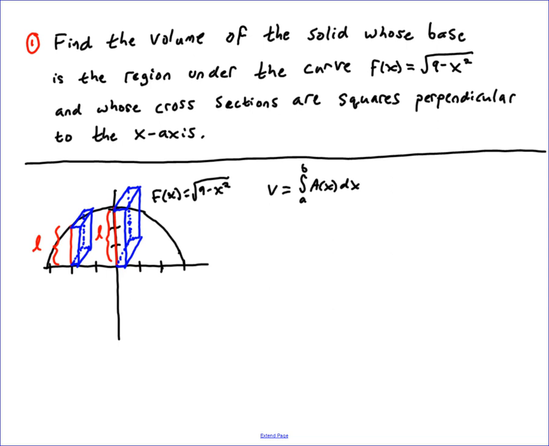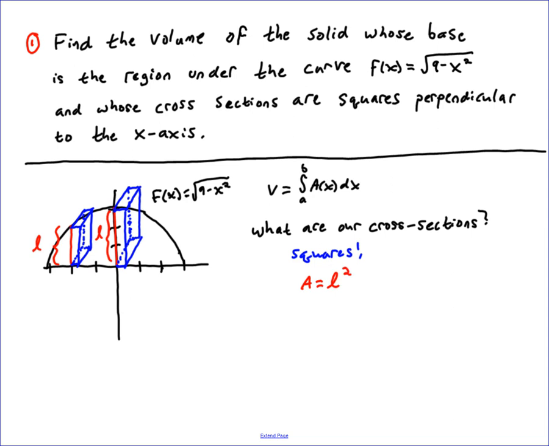Okay? So let's go ahead and look at the first question we need to answer, which is, what are our cross-sections? Now, in this one, identifying the cross-sections is pretty easy because they tell us that they're squares perpendicular to the x-axis. Okay, so we don't have to think too hard on this one. When they say, what are our cross-sections, we can answer right away, well, those are squares. Right? And we know that the area of a square in general is the length squared.